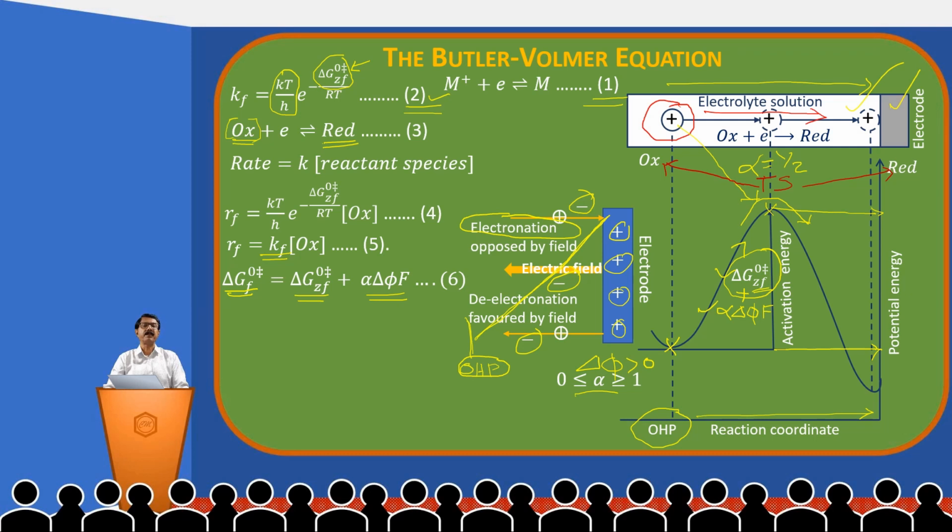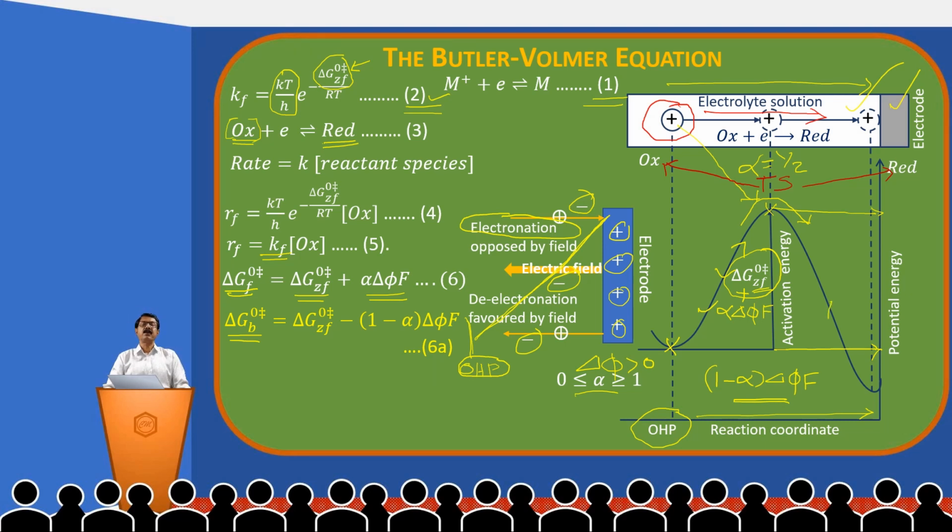For the backward reaction, that is oxidation, which is anodic, the positive ion goes downhill the potential gradient. So Gibbs energy is reduced by an amount 1 minus alpha into delta phi F. Thus, the total Gibbs energy of activation will be the difference of the zero field Gibbs energy and the electrical contribution. Here the electrical contribution is 1 minus alpha into delta phi F. So, delta GB0 double dagger is equal to delta G0 ZF double dagger minus 1 minus alpha into delta phi F.